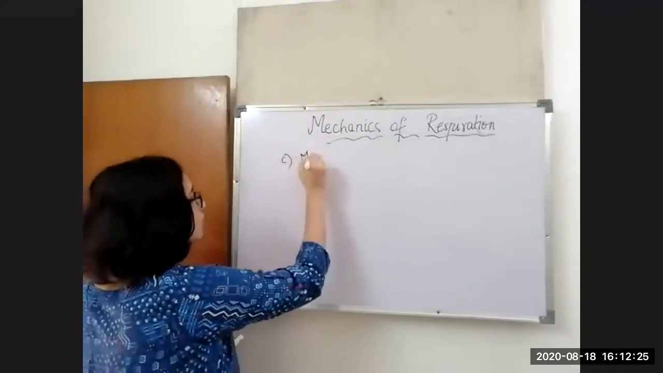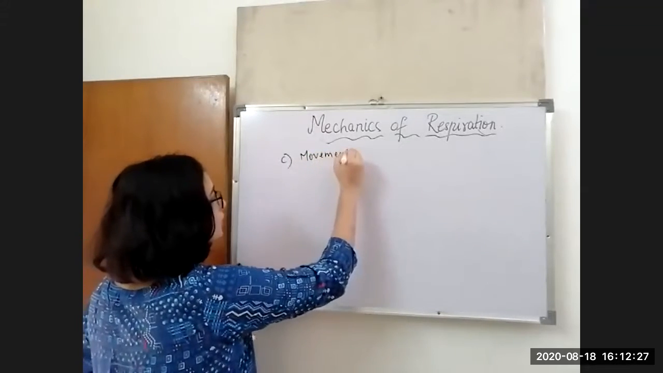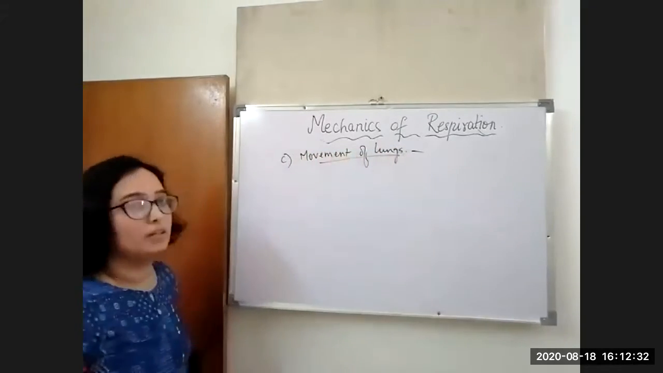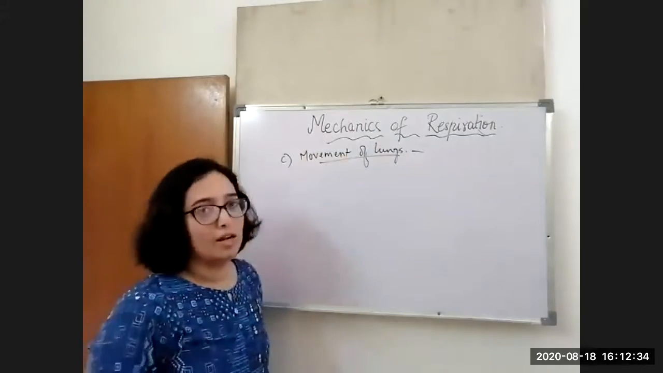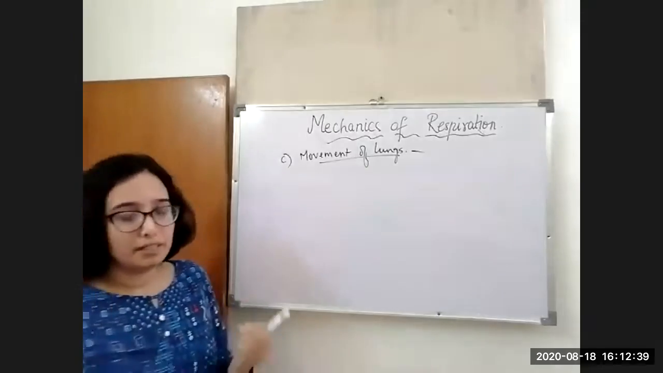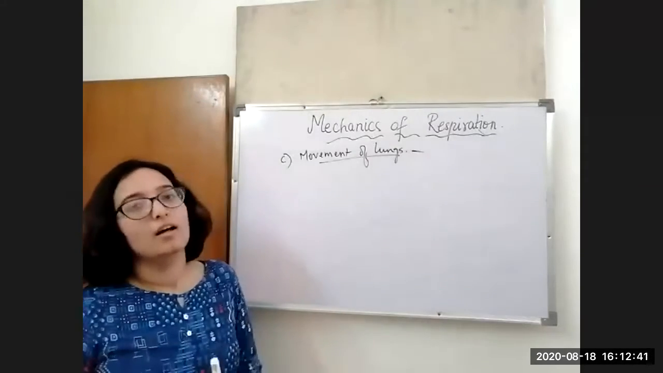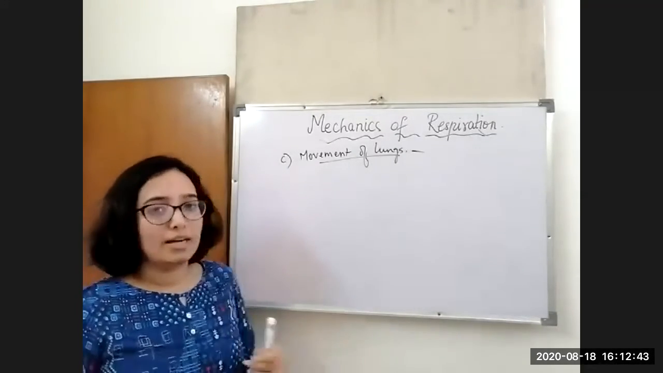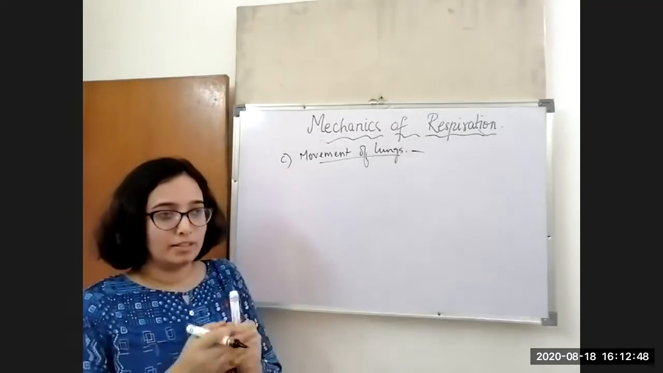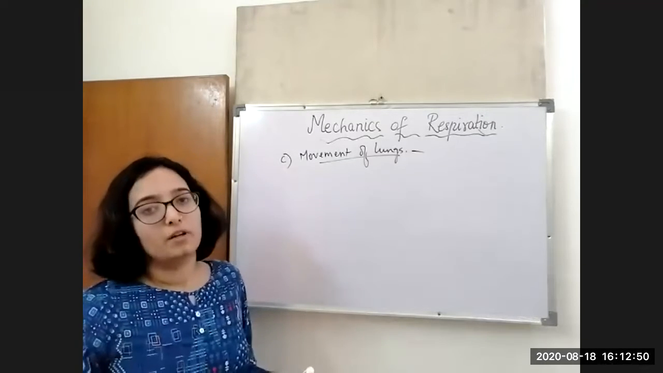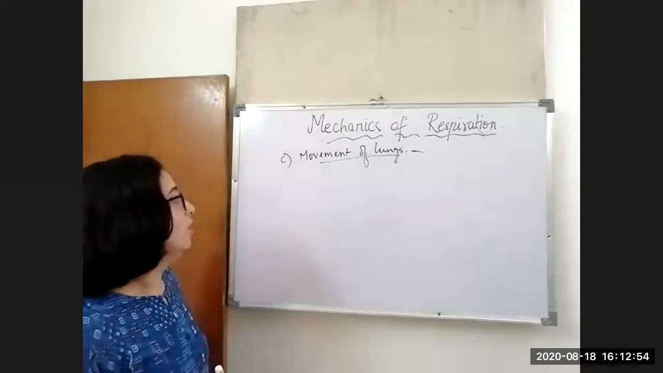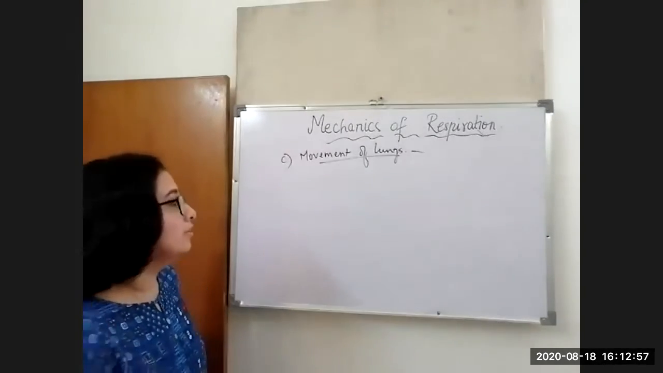Third thing is the movement of lungs. So we will see how the lungs move in our thoracic cage. As I already told, when we inspire, there will be a negative pressure created in our thoracic cavity because of the enlargement of the thoracic cavity. When we inspire, the thoracic cavity enlarges, which will cause an increase in the negative pressure inside the thoracic cavity.